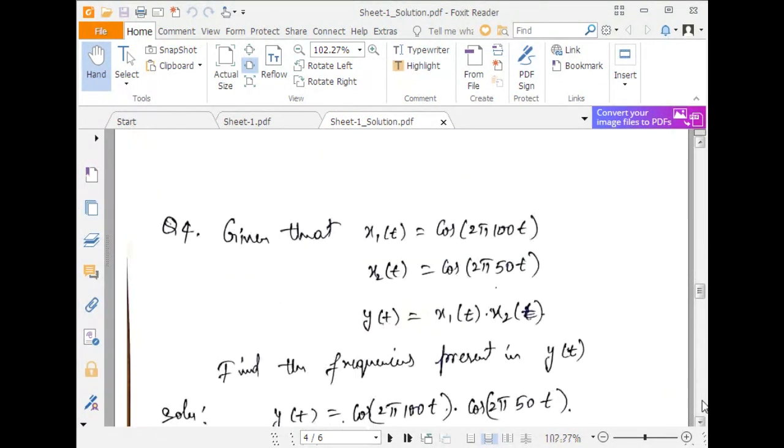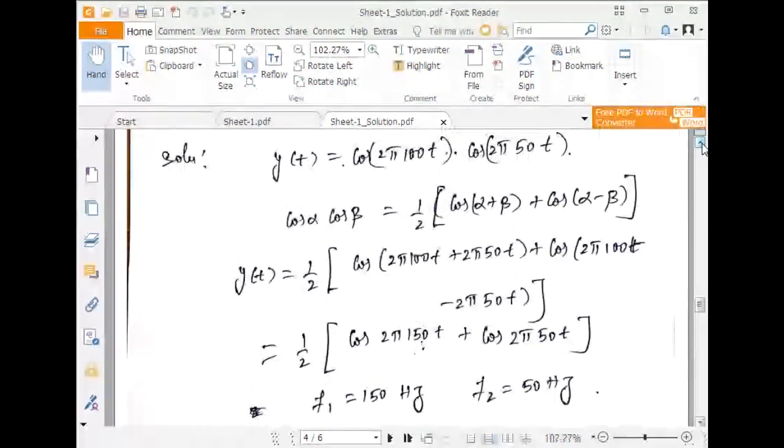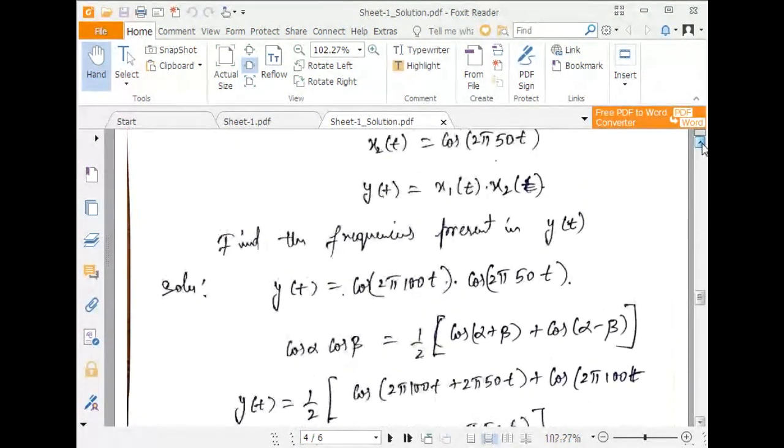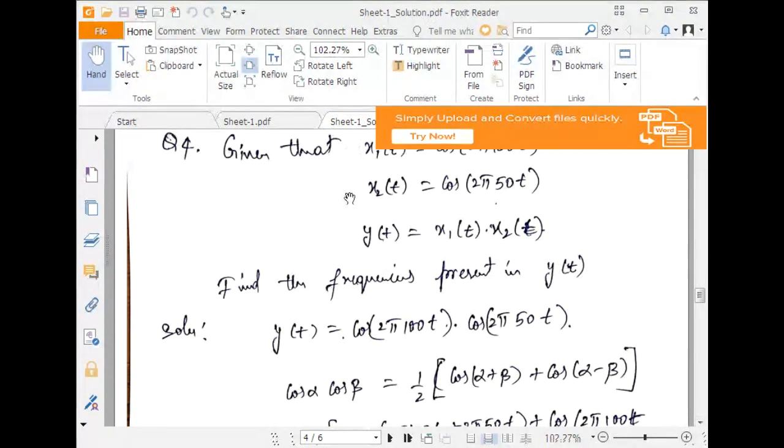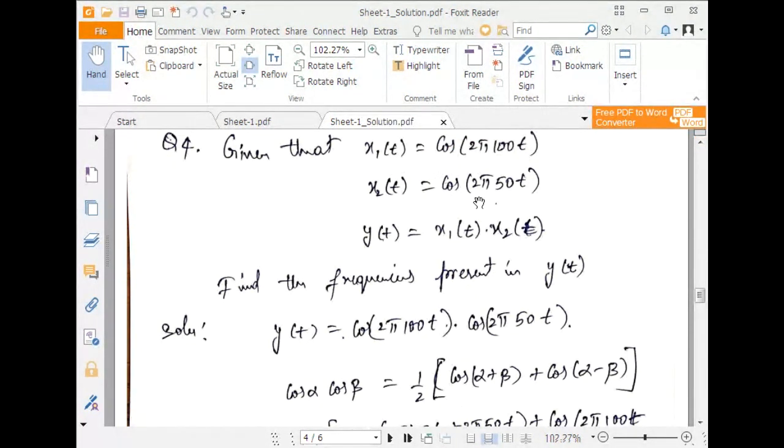Coming to the fourth question. Do you understand the question? You can download the question sheet and answer sheet both from lectures. You can see on the paper. Question 4: given x1 of t, x2 of t, and y of t is the multiplication of x1 of t and x2 of t.